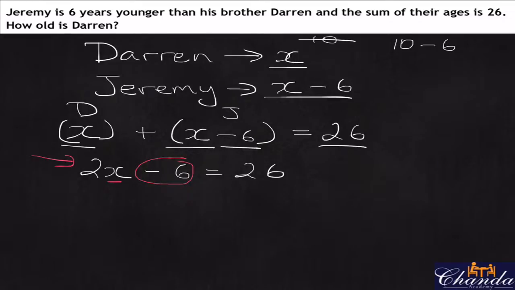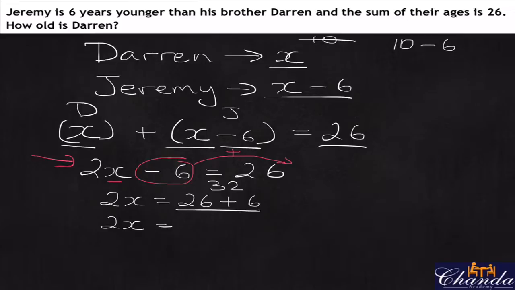So take the minus 6 over to the other side, it becomes a plus. So this now becomes 2x is equal to 26 plus 6. So 26 plus 6 gives me 32. So it becomes 2x equals 32. Then we take the 2 over to the other side. Now, since it's a multiplication on the left-hand side, it's a division on the right. So that becomes x equals 32 divided by 2, which is equal to 16.